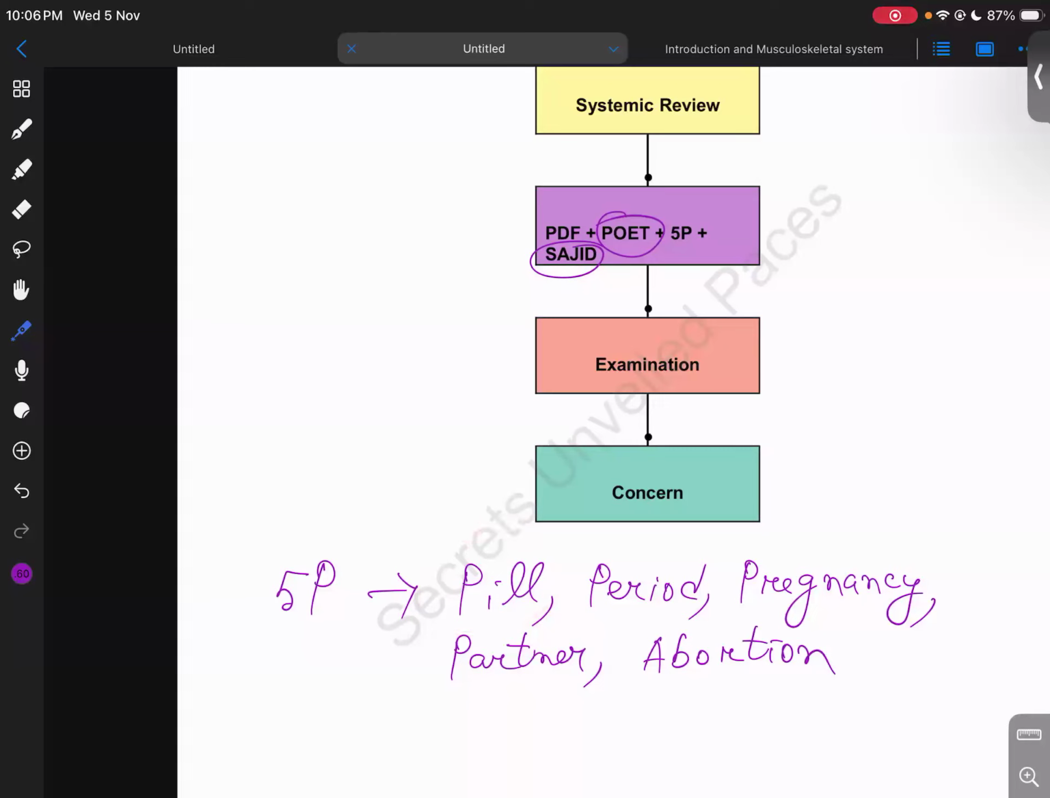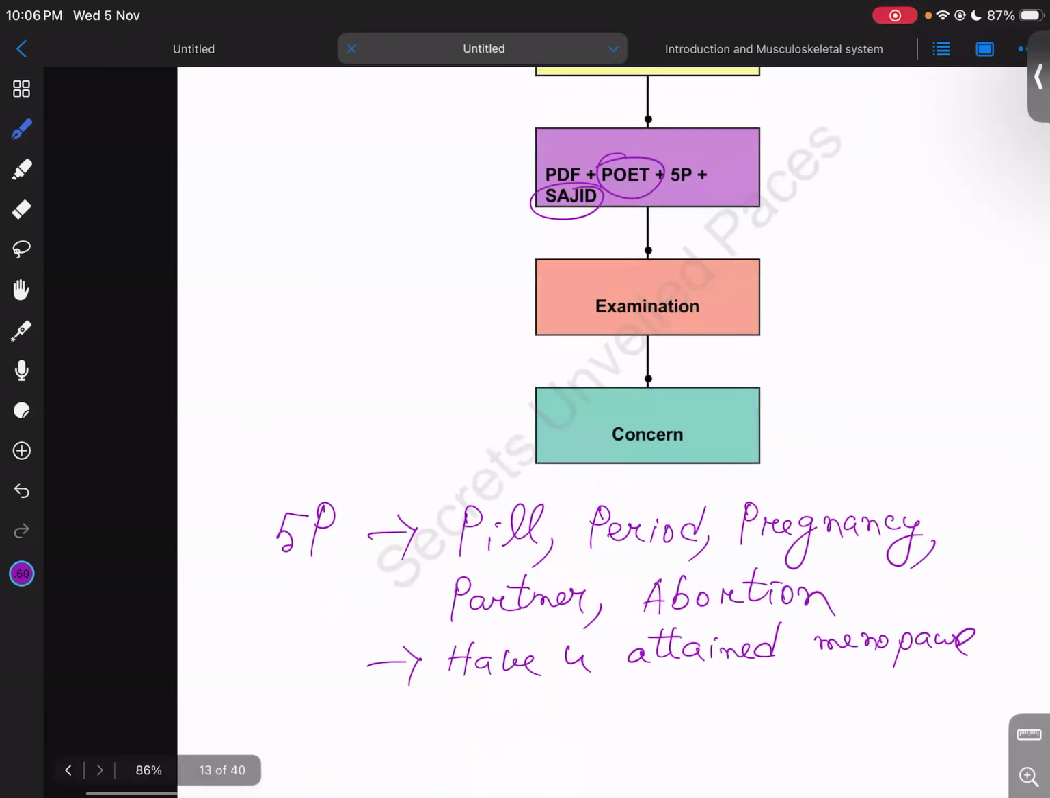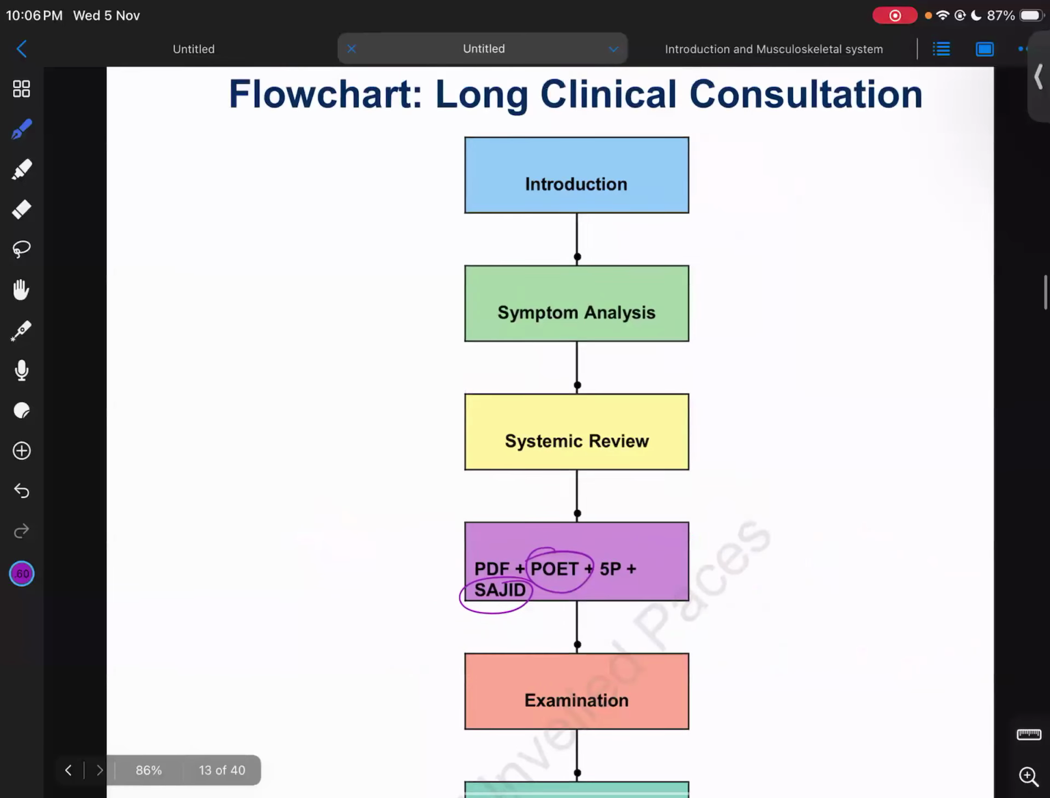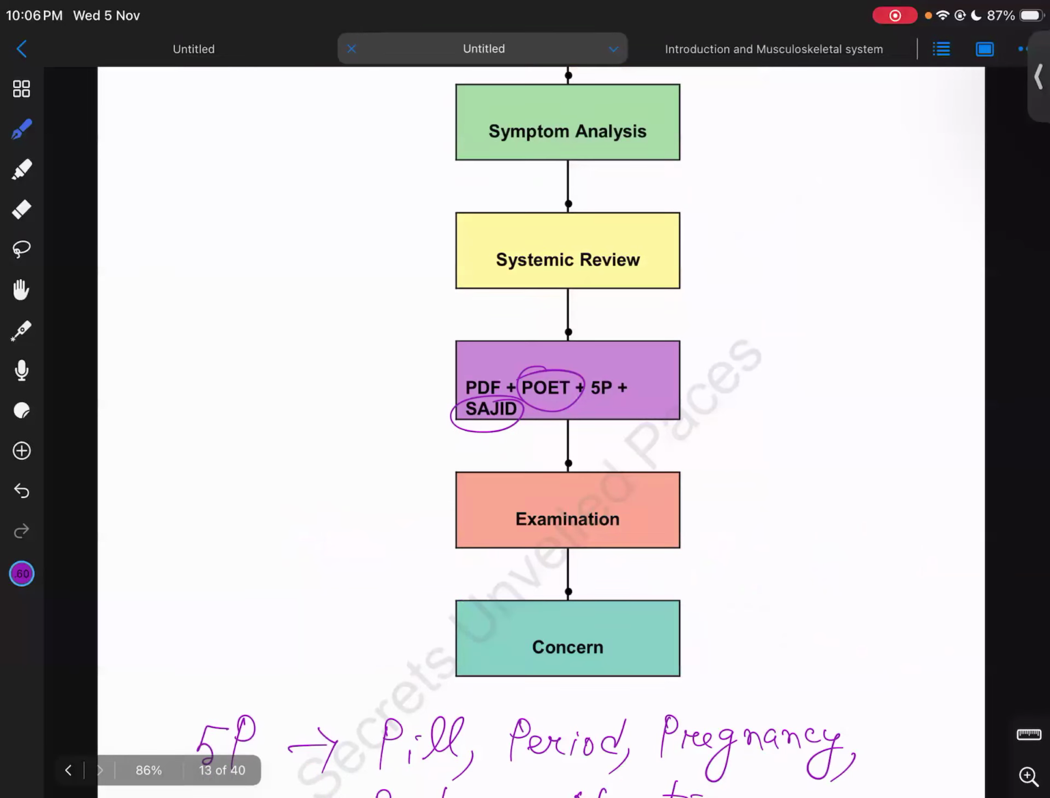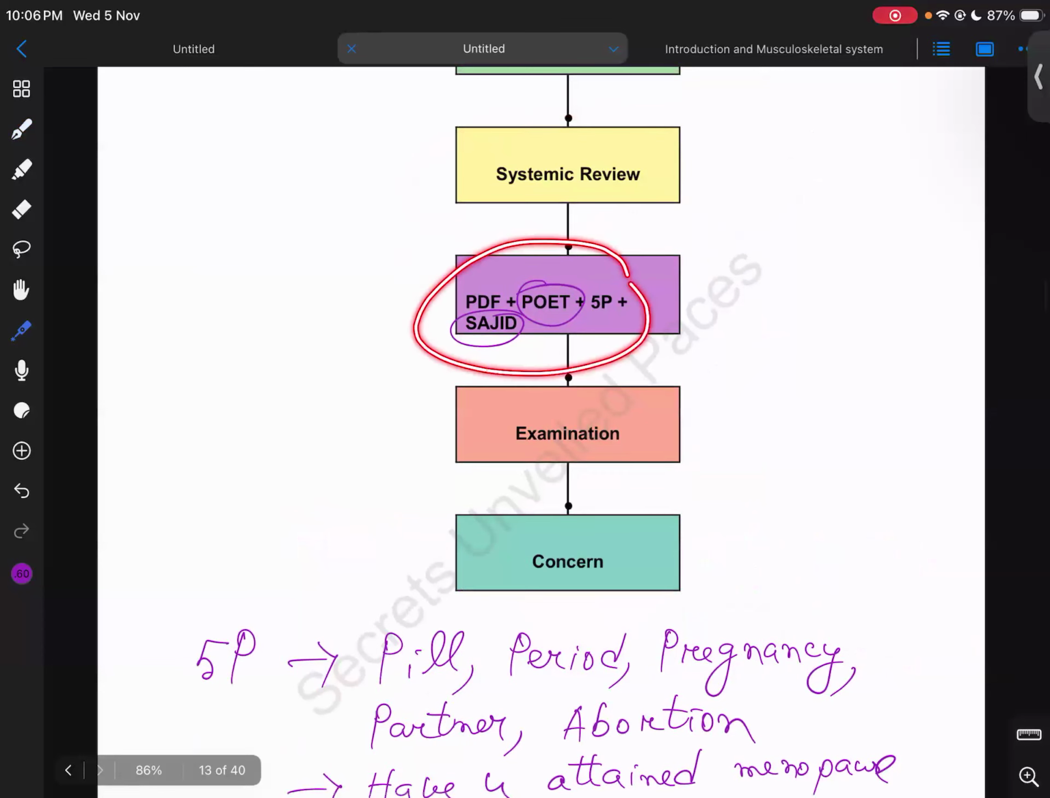Whenever the lady is postmenopausal, we have to ask, I'm sorry to ask you some personal questions. Have you attained menopause? So this is the way you have to take any history: symptom analysis, going to the PDF, POET, 5P, Sajid, then you can go for systemic review. After doing this, you can become focused in the systemic review.